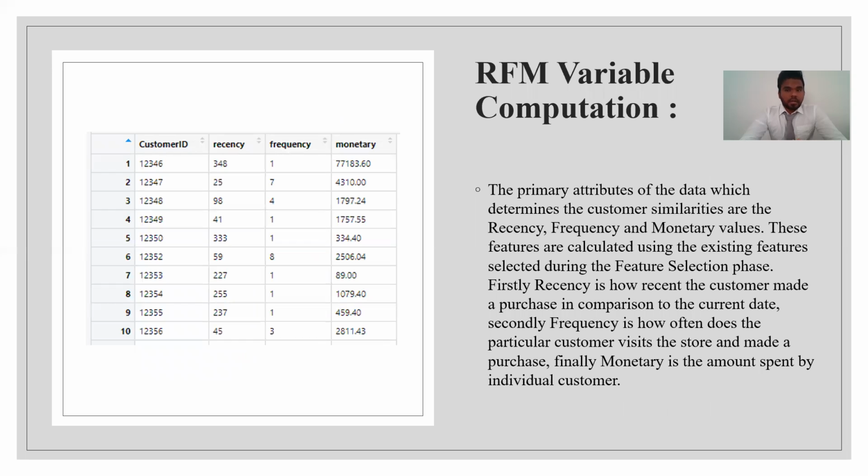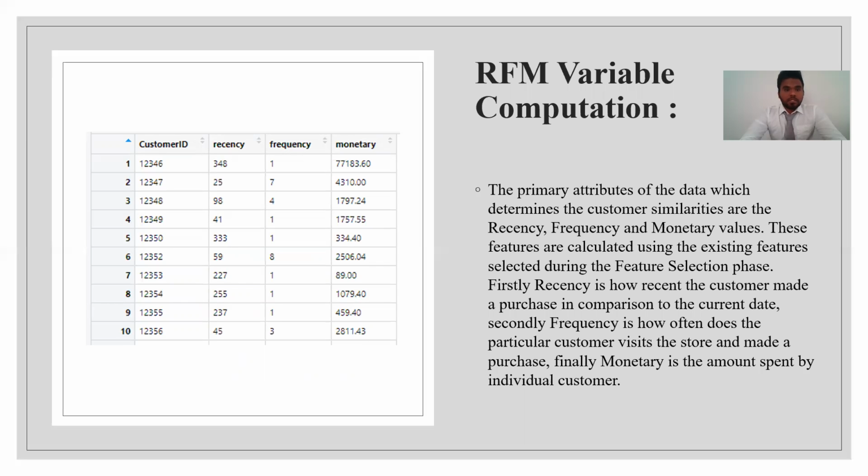Next comes the RFM variable computation. These are the main attributes which I've used in this project. So what is RFM? RFM stands for recency, frequency, and monetary. Recency is how recently your customer visited your store. Frequency is how often your customer visited the store. And monetary is how much amount your customer spent in your store.